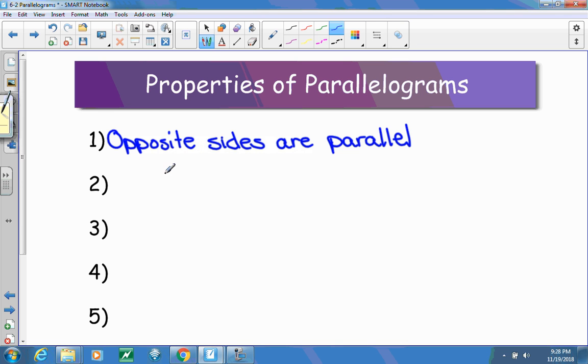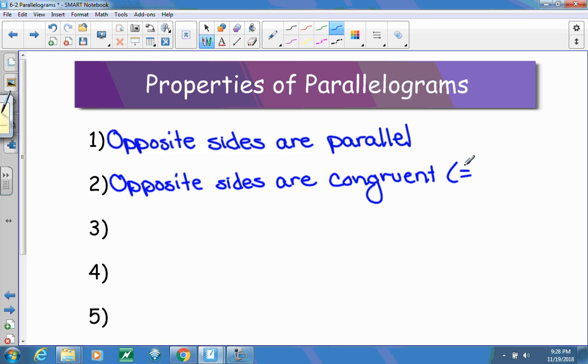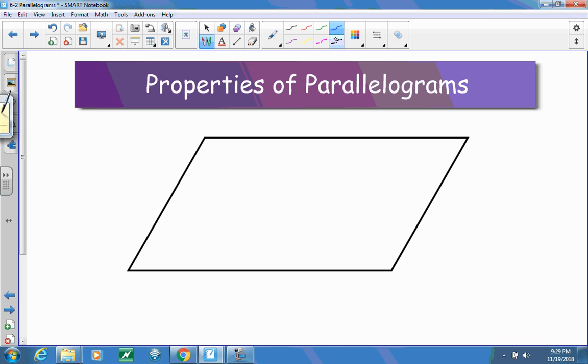The second property that we're going to be looking at is also dealing with the opposite sides. And this time, opposite sides are also congruent. And so if you have a parallelogram, you can go ahead and assume the opposite sides are parallel to each other. If I take a look at this parallelogram right here, I know that these sides here are parallel. I know these sides here are parallel. I also know that the opposite sides have to be congruent to each other. Not necessarily are all 4 sides going to be equal to each other, but opposite sides will be congruent to each other.